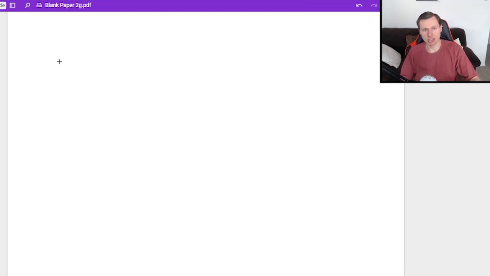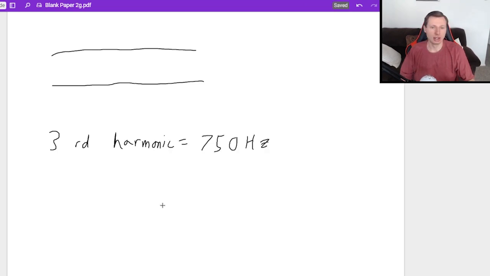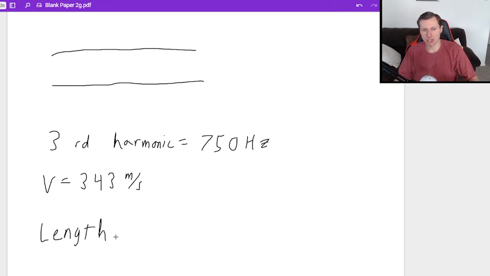Let's look at a different question. So this time I'm going to have the both ends open example, and I'm going to say the third harmonic is equal to 750 hertz. Let's say if this is an organ pipe, then the sound is going to be the speed of sound, which I know to be 343 meters per second. I'm not sure if you have to memorize that or not. And what I would like to know is, what is the length of this organ?